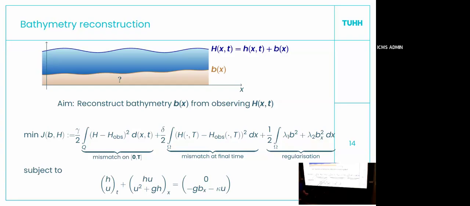Deviation from measurements, potential final time term, plus some regularization. And as the derivative of this bathymetry enters, we should make sure that this is actually meaningful to compute, so we need some higher regularity. It would be a control in L2, but we need it in H1.